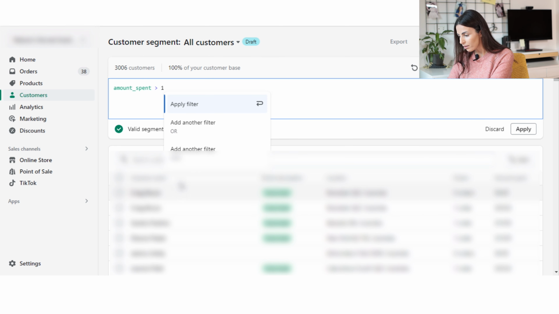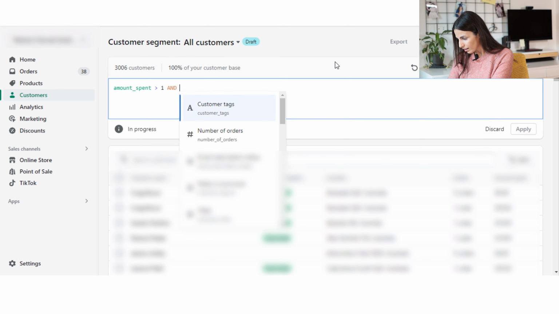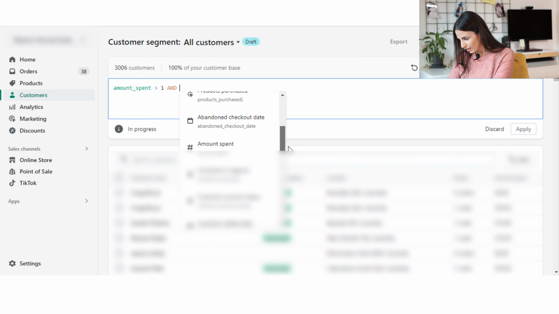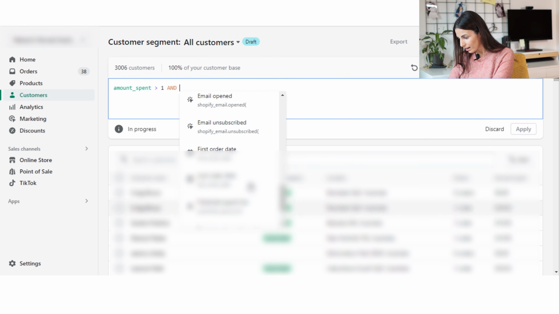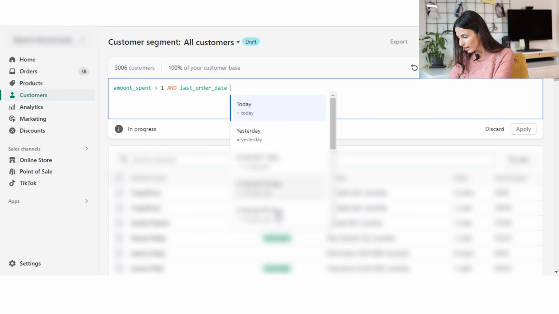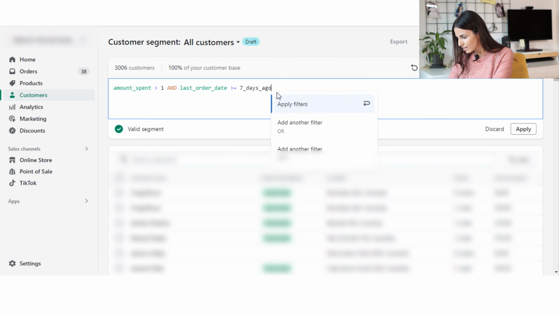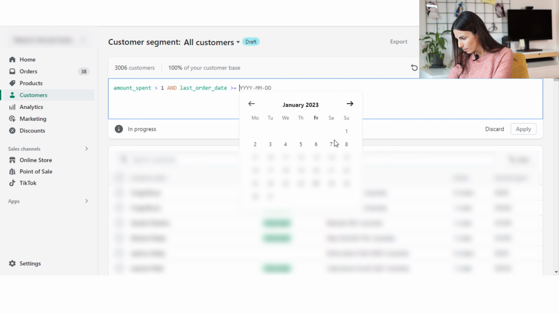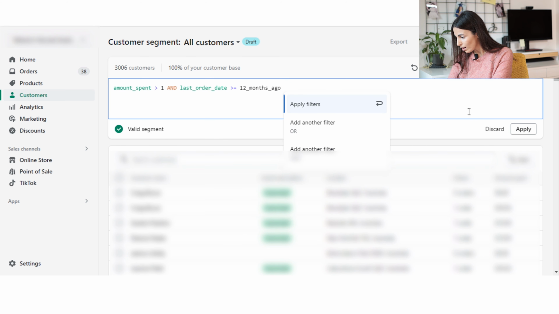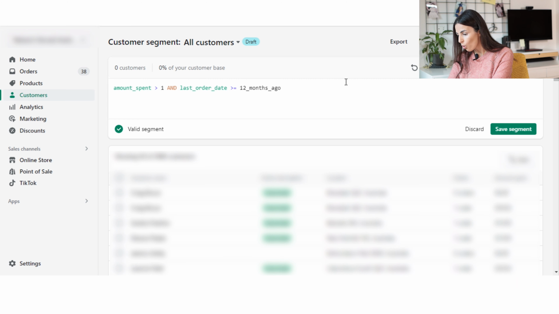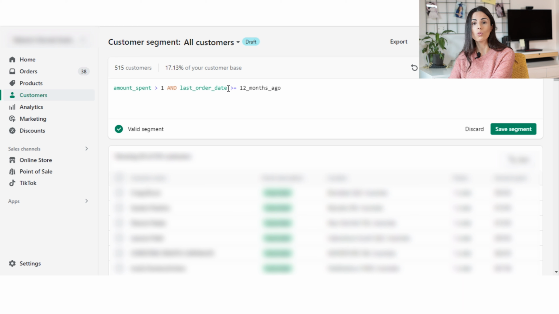Then I will add another filter, and it's the following: and date. In here you go to the last order date, and it should be in the last 12 months. Let me go down to the last 12 months. So now I'm seeing all the customers who spent more than $1 and ordered something in the last 12 months.